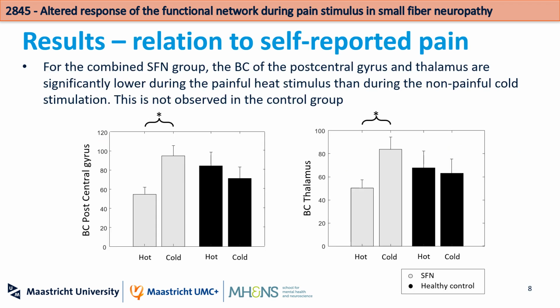Further investigating the local measure, the betweenness centrality, we found that the betweenness centrality of the postcentral gyrus and the thalamus are significantly lower during the painful stimuli compared to the cold stimuli, and we only found this in the SFN group, so the people with chronic pain. It's not observed in the healthy control group.